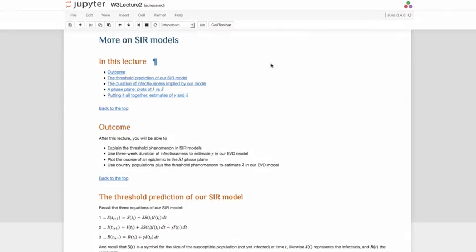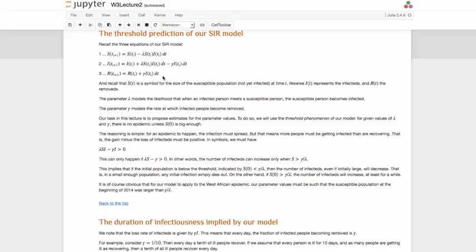Week 3, Lecture 2, more on SIR models. We need to talk a little more about SIR models because in order to fit the model to the data from West Africa, we need to discuss how the data can be interpreted and how they can somehow provide us with parameter values. So the central thing is that there is a threshold.